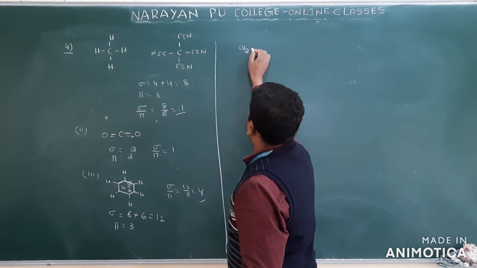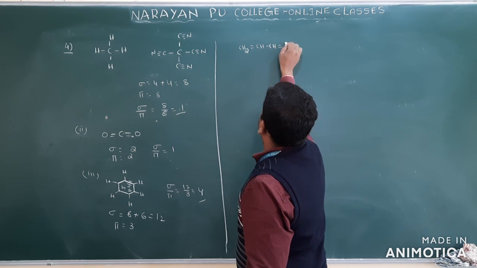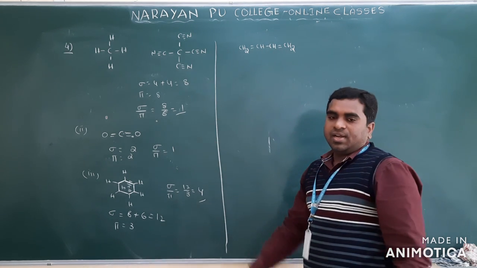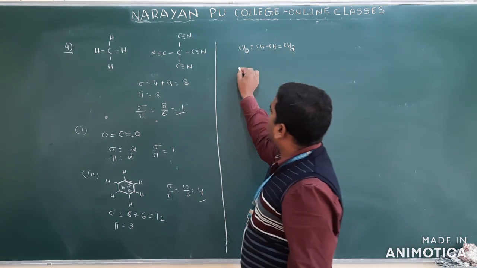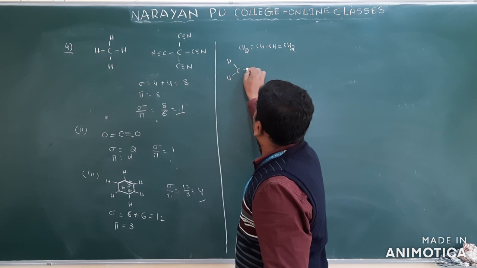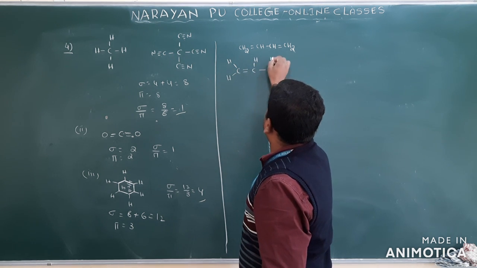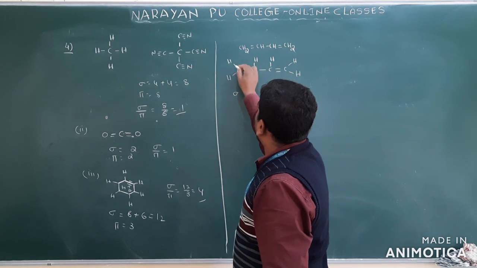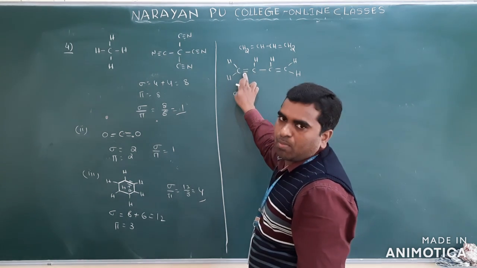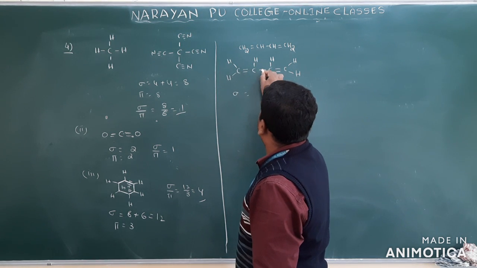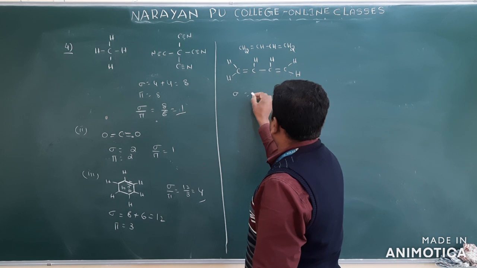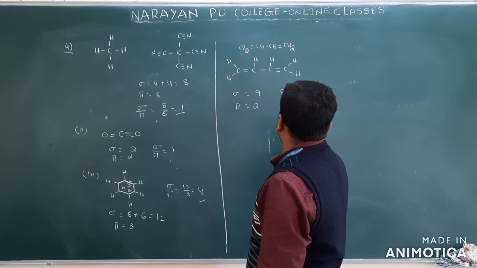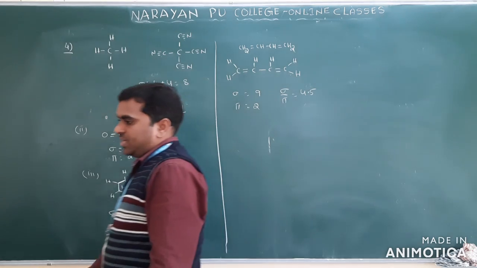This is CH2 and here CH double bond CH2. This we will call 1, 2, 3. 1,3 means butadiene. In this one, write the structure: hydrogen, hydrogen, double bond, C hydrogen and C hydrogen, double bond, C hydrogen and hydrogen. Sigma bonds you calculate 1, 2. 1 double bond means 1 sigma bond, 1 pi bond. 1, 2, 3, 4, 5, 6, 7, 8, 9. 9 sigma bonds. Pi bonds how many? 2. So sigma by pi ratio how much? 9 by 2, 4.5.